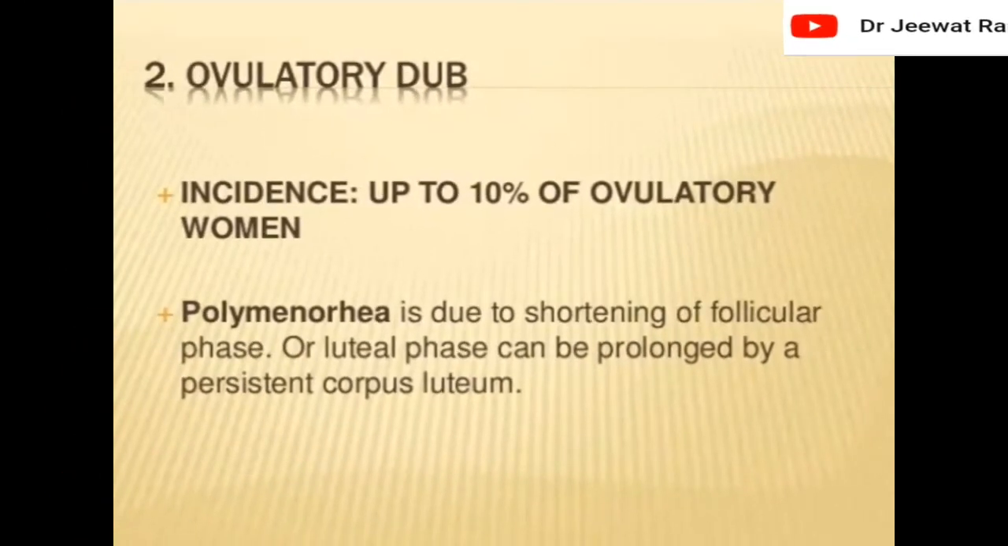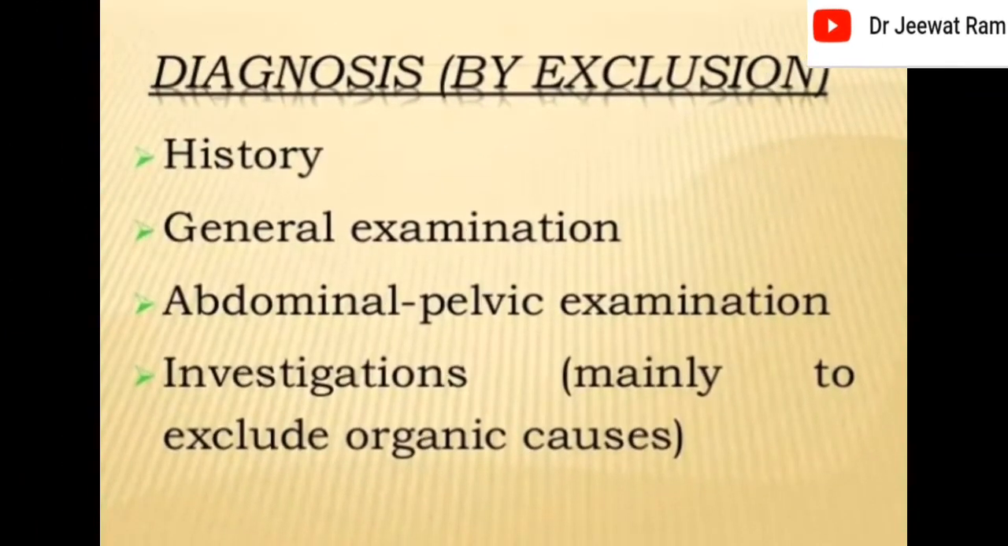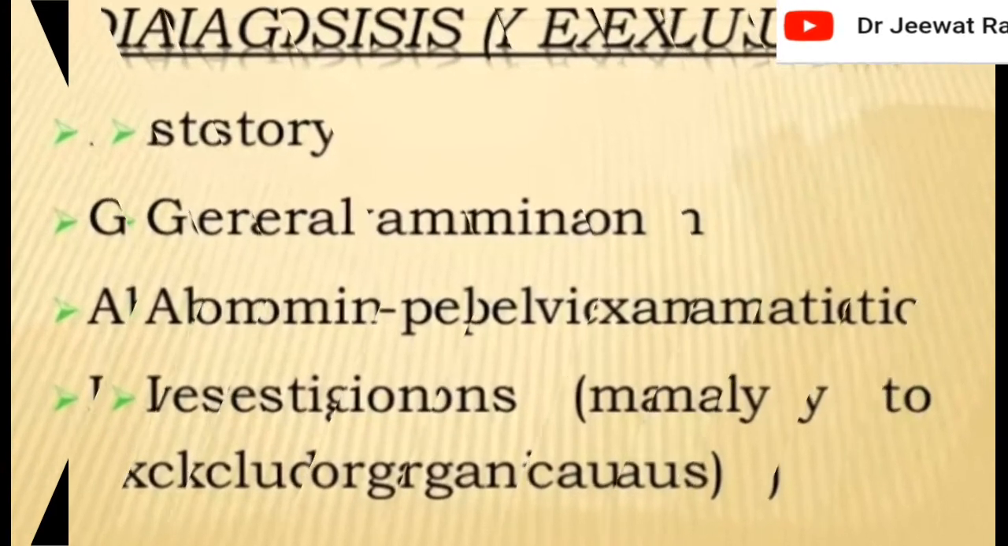Ovulatory dysfunctional uterine bleeding: incidence is up to 10% of ovulatory women. Polymenorrhea is due to shortening of the follicular phase, or the luteal phase can be prolonged by a persistent corpus luteum. Diagnosis is by exclusion: history, general examination, abdominal and pelvic examination, and investigations mainly to exclude organic causes.